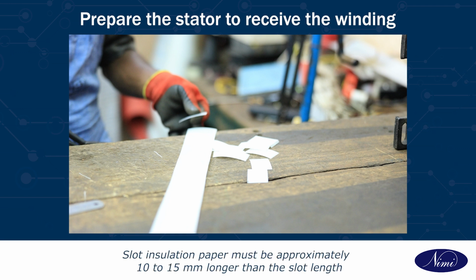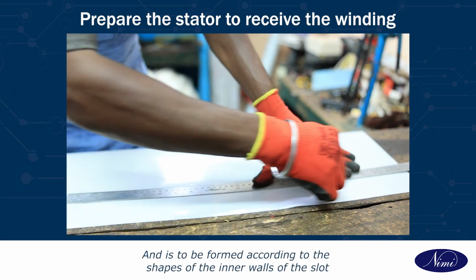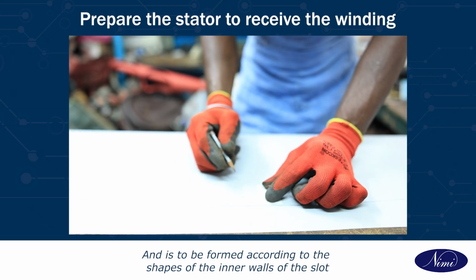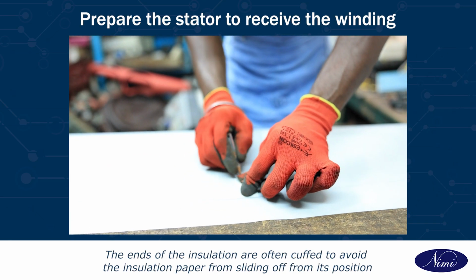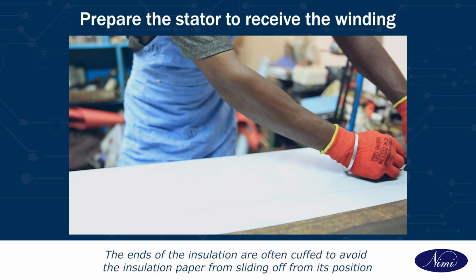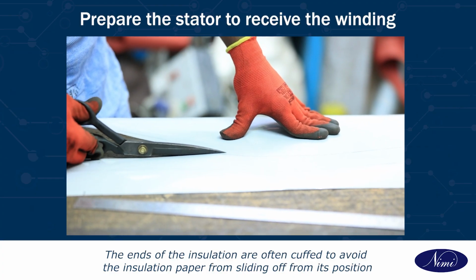Slot insulation paper must be approximately 10 to 15 mm longer than the slot length and is to be formed according to the shape of the inner walls of the slot. The ends of the insulation are often cuffed to prevent the insulation paper from sliding off its position.